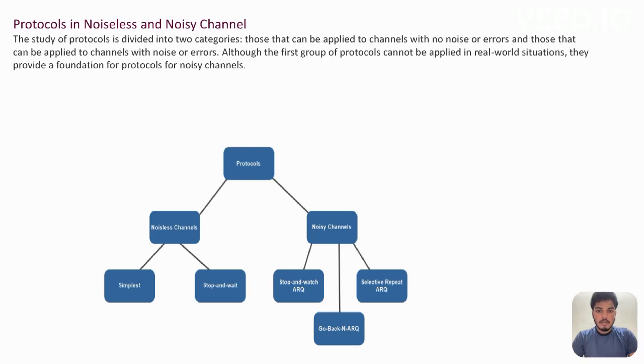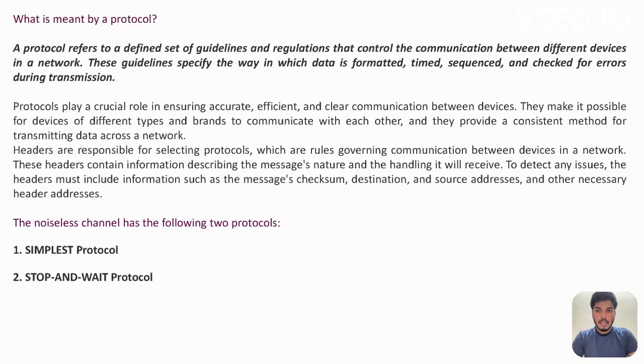We can see in the diagram that protocols are divided into two categories: one is noiseless and another one is noisy. In the noiseless there are two categories: simplest and stop and wait. The noisy also contains three categories: stop and wait ARQ, selective repeat ARQ, and go back N ARQ. We can see them one by one.